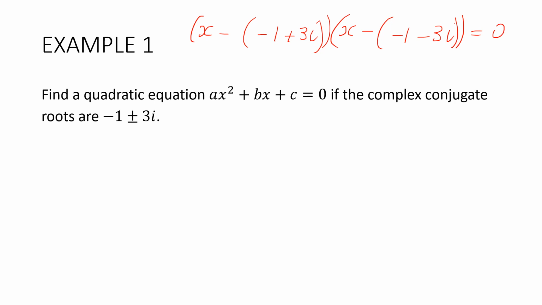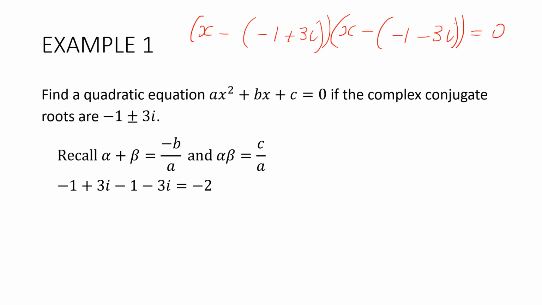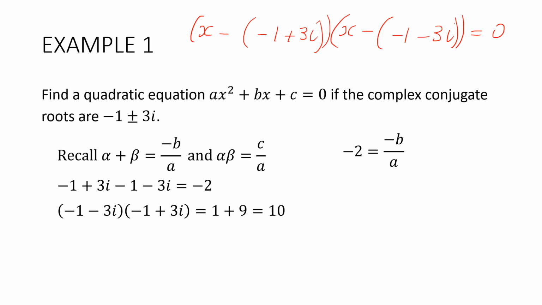But it can be easier to use the sum and product of the roots. So let's revise that. Recall the sum of the roots is equal to -b on a, and the product of the roots is equal to c on a. So let's start with the sum of the roots. It's -2, so -2 is equal to -b on a. The product of the roots is equal to 10, and so 10 is equal to c on a. Now this is really easy. We're just going to let a equal 1, so c will be 10 and b will be 2. Therefore, a quadratic equation which has those complex conjugate roots is x squared plus 2x plus 10 equals 0.